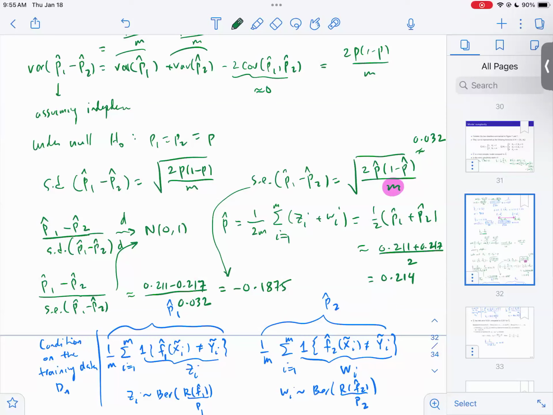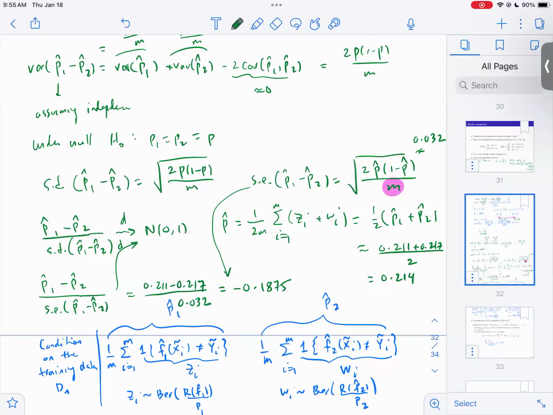Yes. You said that p hat 1 minus p hat 2 divided by the standard error follows a normal distribution, right? Yes. And what is the value we calculated? Minus 0.1. So this is the realization of this in this experiment that we have. Right. So if these are random variables, as random variables, they're going to converge to it.